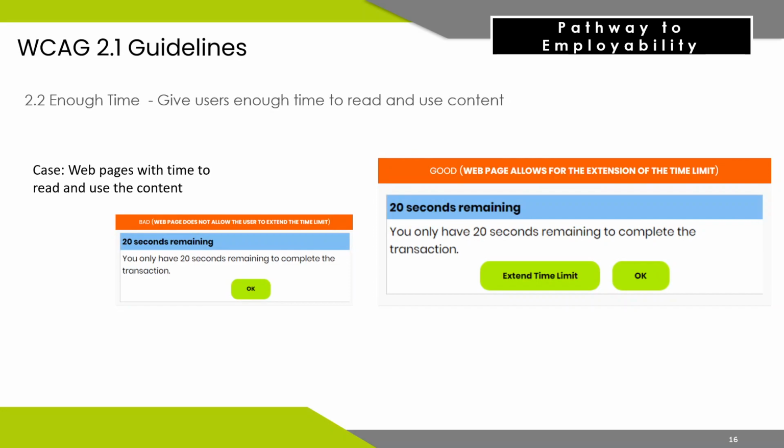Now, we will have a look at Guideline 2.2 Enough time. Provide users enough time to read and use the content. Level A. Ensure that users can complete tasks without unexpected changes in content or context that are a result of a time limit. For moving, blinking, scrolling, or auto-updating information, ensure there is a mechanism for the user to pause, stop, hide the movement or to control the frequency of the update.